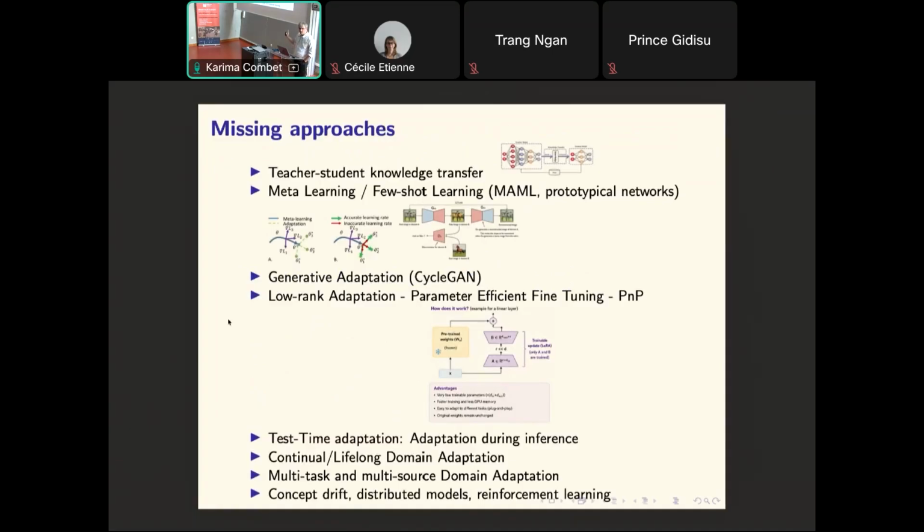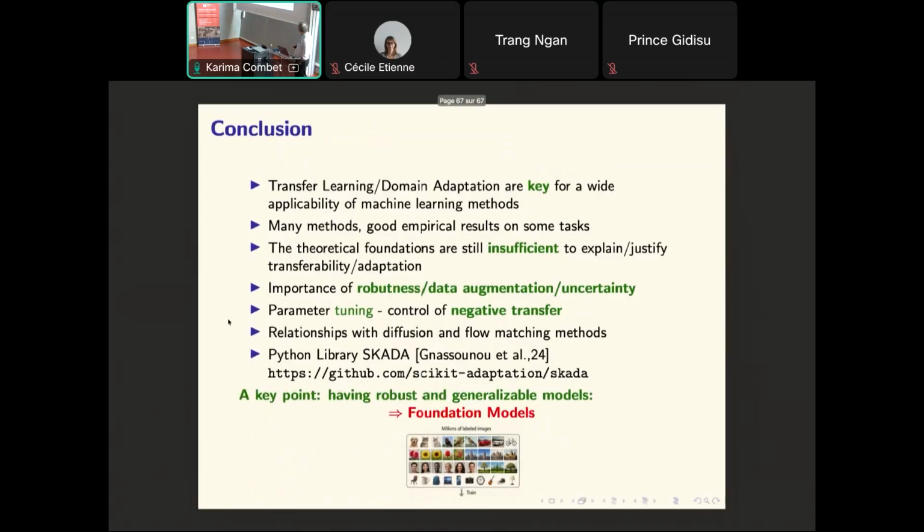I just finished. I didn't speak about teacher-student methods, meta-learning, generative models, low-rank adaptation. As you see here, there are lots of subfields that are very important in the domain. If you want to go into this domain, there are lots of areas. My conclusion is that this transfer learning framework is very key for the ability of machine learning methods.